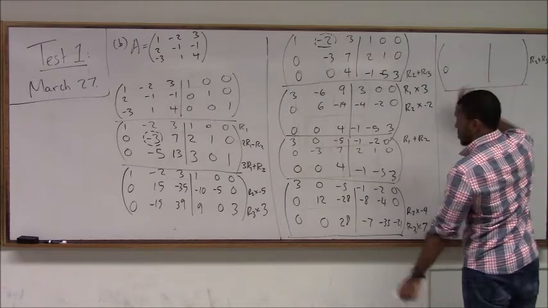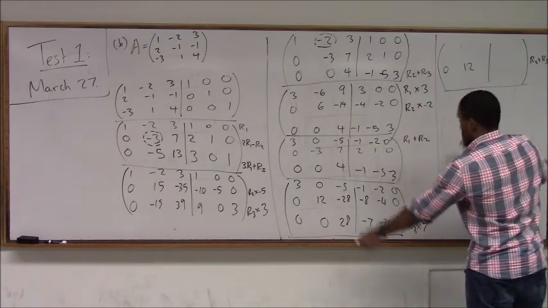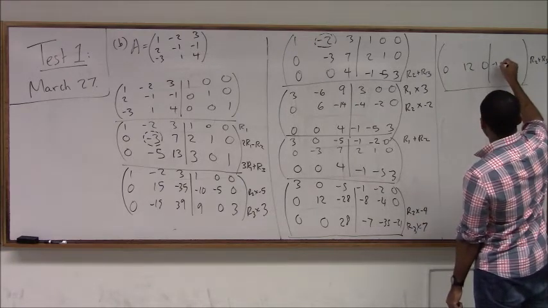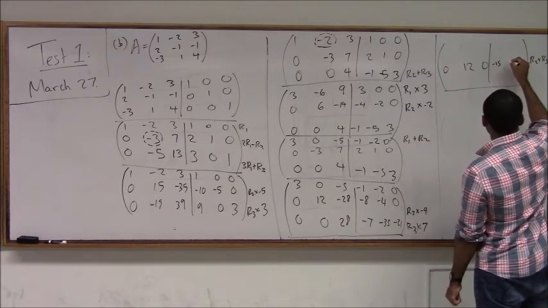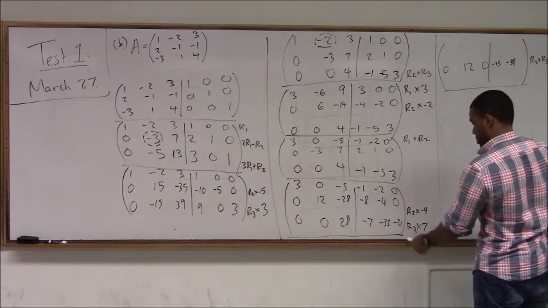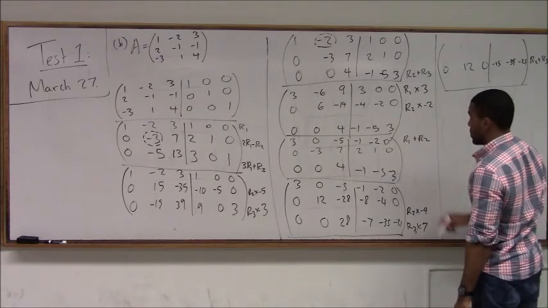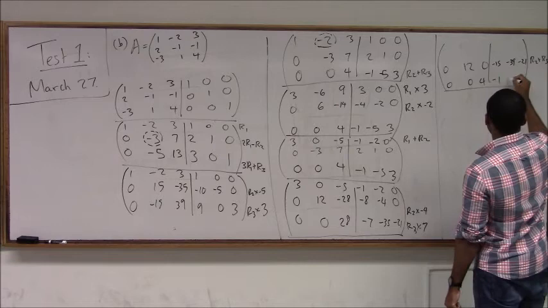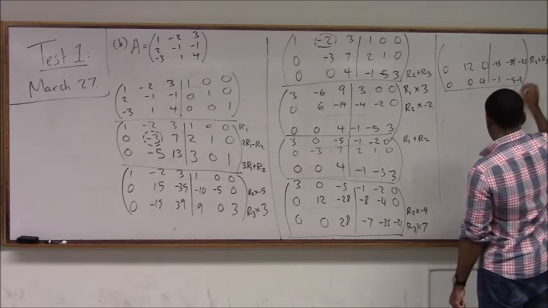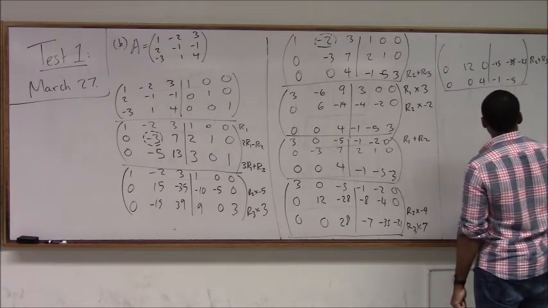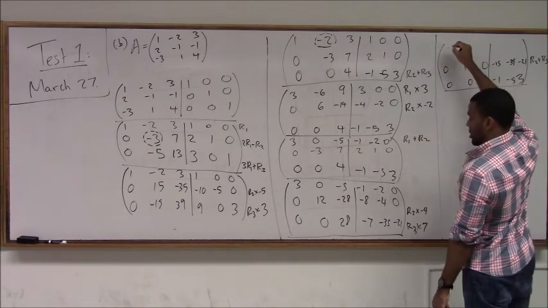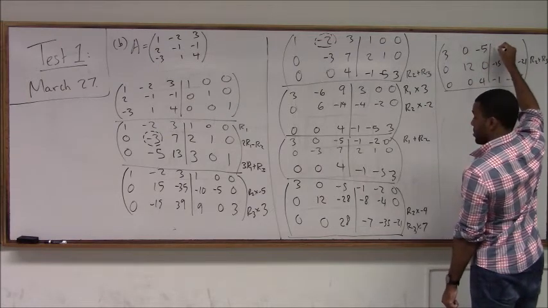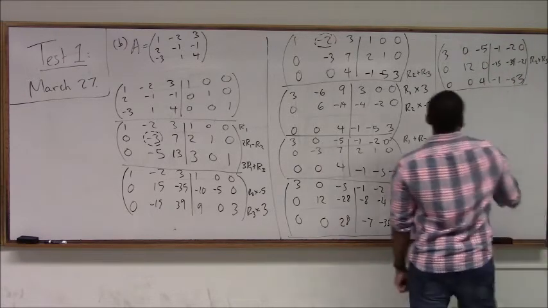0 plus 0, 12 plus 0, this plus this is 0, this plus this is minus 15, this plus this minus 39, this plus this, minus 21. That's 0, 0, 4, minus 1, minus 5, plus 3. And this one I can bring back to 3, 0, minus 5, minus 1, minus 2, 0. One more guy to kill, this guy.